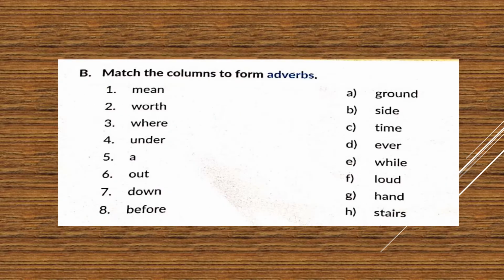Coming to exercise B, you have to match column A with column B in order to make adverbs, okay? So we generally say meantime, in the meantime. So meantime, please match 1 with C. Worthwhile. It's worthwhile to do something like this. Coming to the third one, wherever. Wherever is an adverb. In the same way, coming to the fourth one, underground. Match it with A. Do the rest on your own.